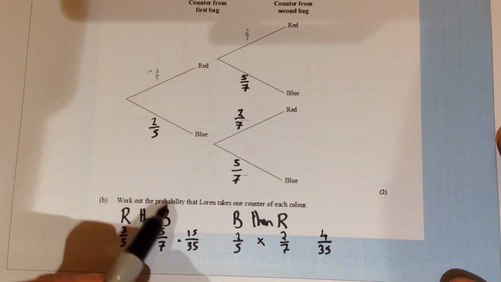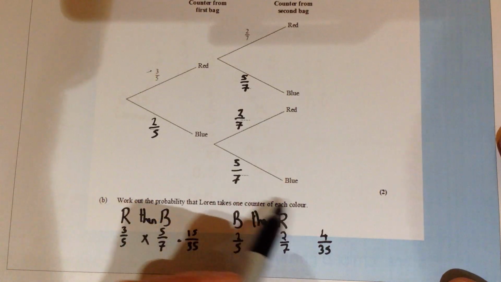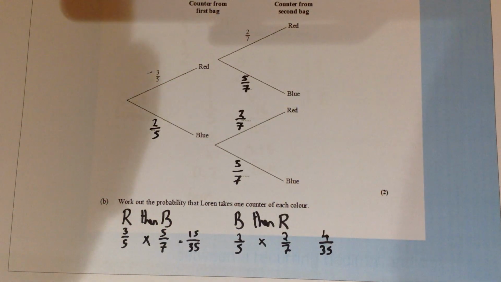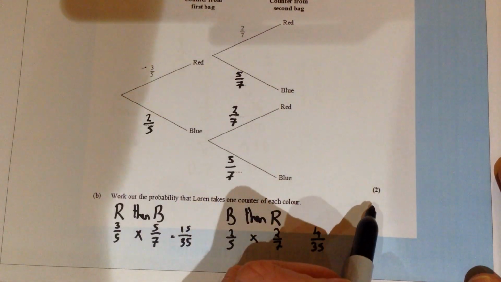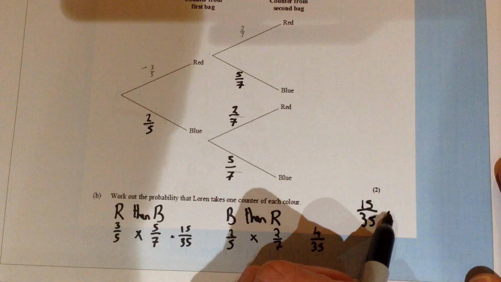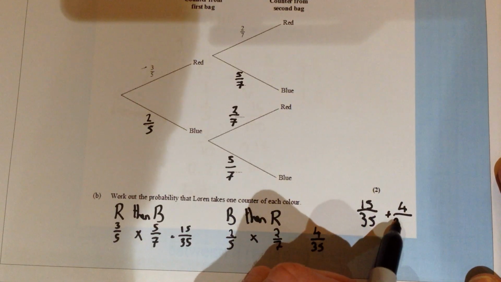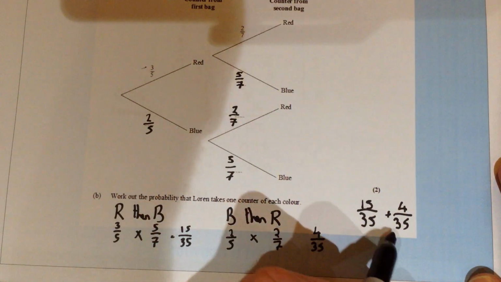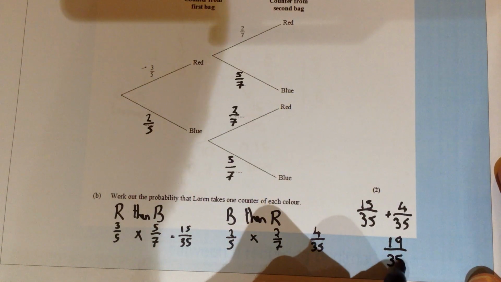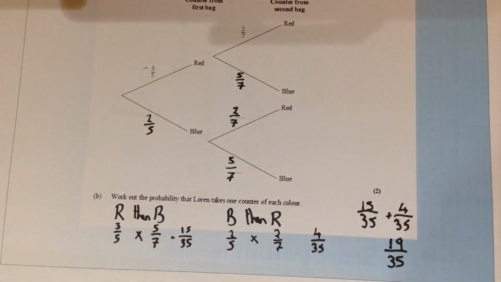We want either this or this to happen. When we want that in probability, one thing or another, we would simply add together the two fractions. So we'd do 15 over 35 plus 4 over 35, which would give us a combined total of 19 over 35. This being the probability of getting one of each colour.